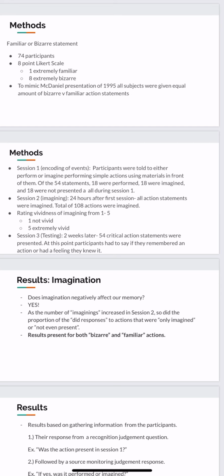To determine whether it was a familiar or bizarre statement, 74 participants rated all of the action statements on an 8-point Likert scale, 1 being extremely familiar and 8 being extremely bizarre. In an attempt to mimic McDaniel's presentation of 1995, all of the subjects were given an equal amount of bizarre versus familiar action statements.